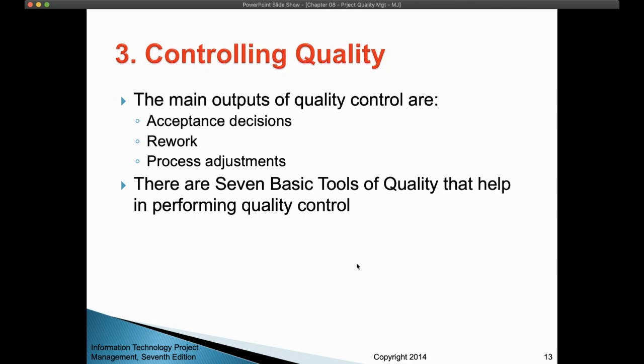And also you have the process adjustment. Sometimes you see that maybe you can accept these defects, but you can improve. So what you do is that you adjust the process because we are doing it in the wrong way. So we'll just adjust the process so that the coming output will be better than this output.